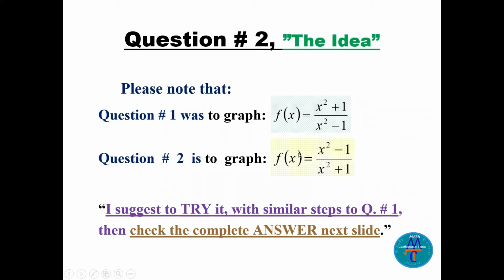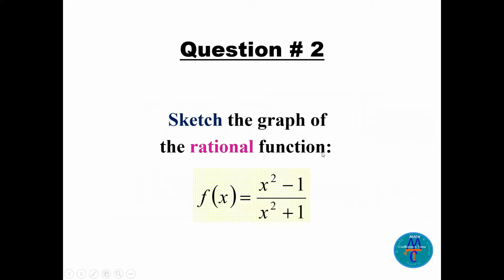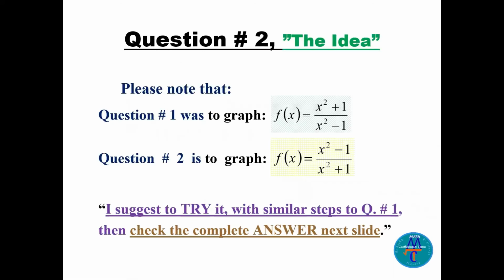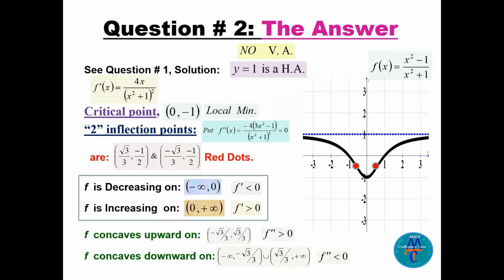Question number 2, this is what we need now. We need to graph x squared minus 1 over x squared plus 1. A little similar. So I suggest that you try it. Use similar steps to graph the function in question number 2. But there is a little change there. So I put only the final answer in one slide. This is the answer of question number 2.